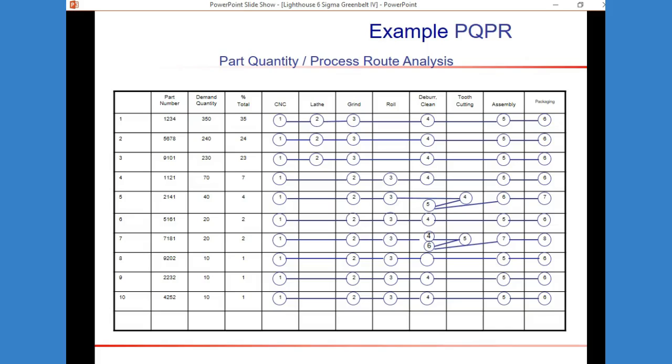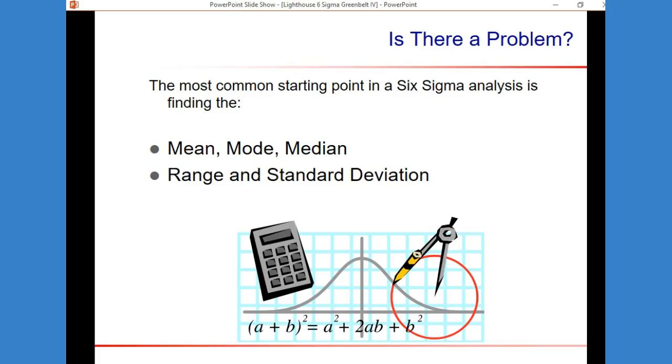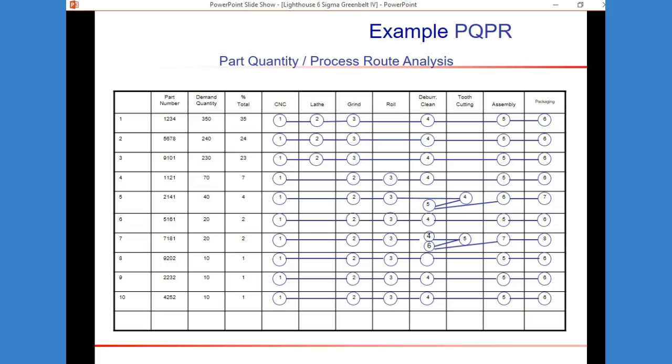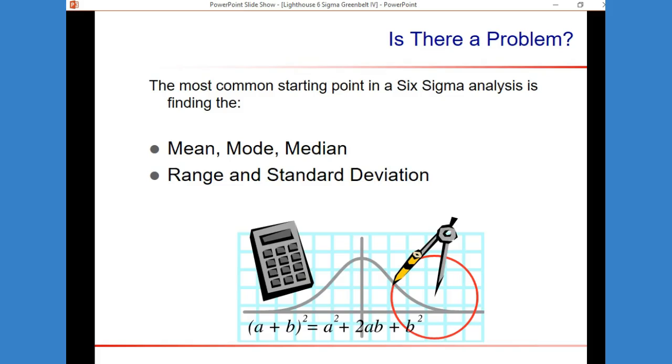This is usually a pretty easy analysis to do on the left-hand side. It's the right-hand side that's pretty arduous. It gets pretty tough having to sit down there for each part and have somebody identify every single process and which step it goes through. So, questions on that PQPR? Okay, if you come up with one, you can just ask.